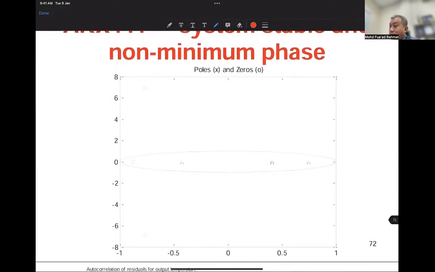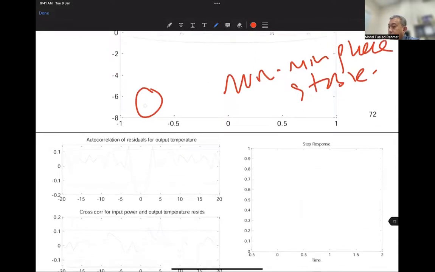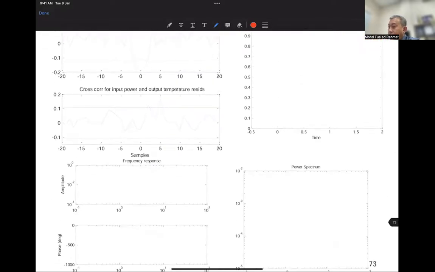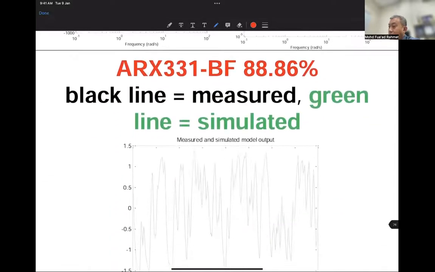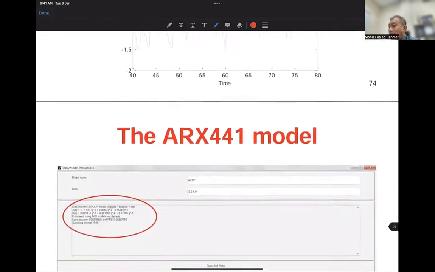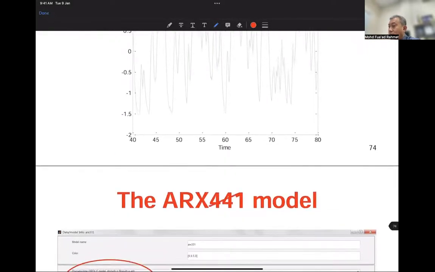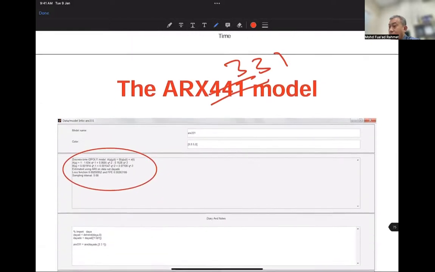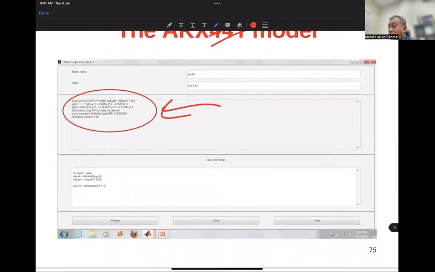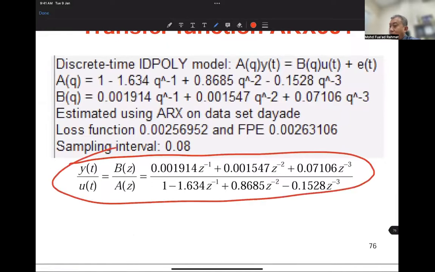And then you can see that two zeros are outside the unit circle for 441, non-minimum phase, but stable. And this is the correlation, step response, frequency response. And then we try ARX 331, which is 88.86, so 89% as well. Sorry, it's not 441, it's 331. So this is the parametric model, ARX 331.